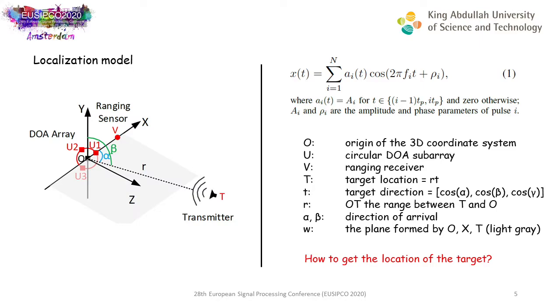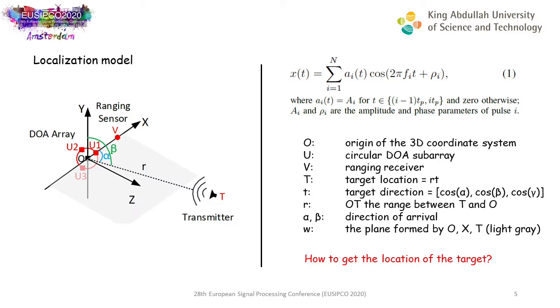The receiver array contains a 2D circular DOA subarray centered at the origin of the coordinate system for DOA estimation, and one ranging receiver located at V with the relatively large distance from O. Alpha, beta are the angles between the target direction vector and the x and y axes, respectively. With known DOA estimated by the circular array, the localization problem is simplified as getting the range R by looking at the plane W, which is formed by points O, V, and T.